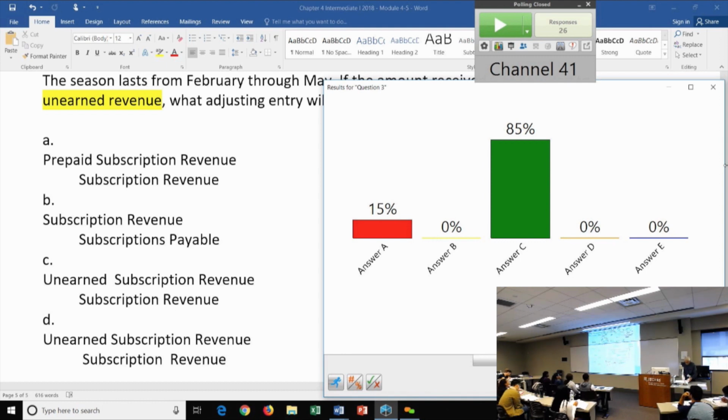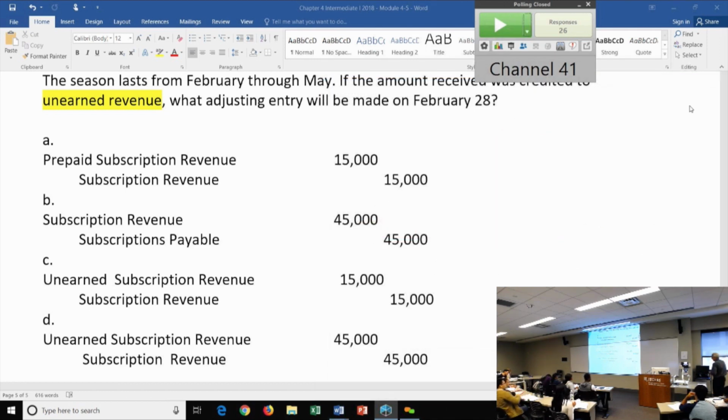So it was originally recorded as a liability, unearned revenue. So you'd have to debit the unearned revenue and credit the subscription revenue. In this case, you have a liability first, and that would then be reduced and the revenue earned for that period. So you reduce the liability down and you bring up the revenue. All right, so is there anything else on module 5, on deferred revenues?